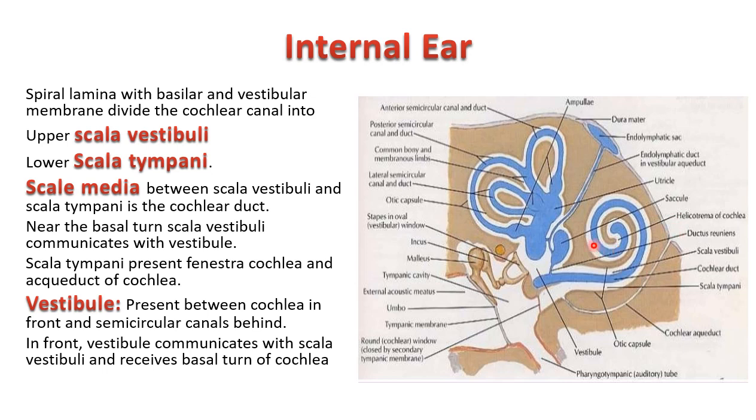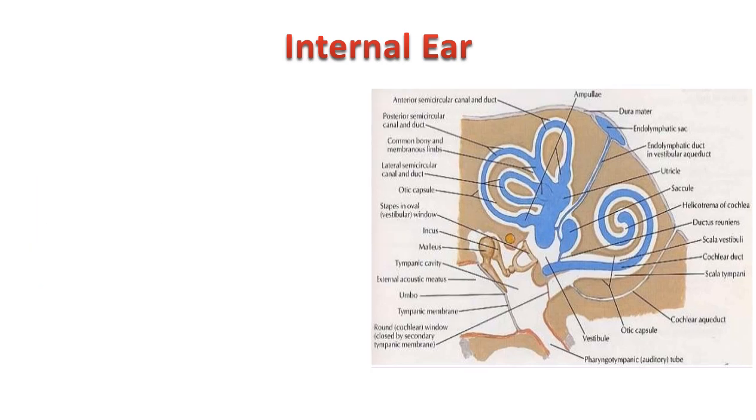Okay, so that is your upper scala vestibuli. The scala vestibuli and lower scala tympani communicate at the helicotrema, and in between what you see is the cochlear duct, which contains the scala media part, which contains your sensory peripheral organ of hearing. So that is the vestibule, which receives the basal turn of the cochlea and communicates with the scala vestibuli. And posteriorly it receives the semicircular canals. The vestibule lodges the saccule and the utricle.